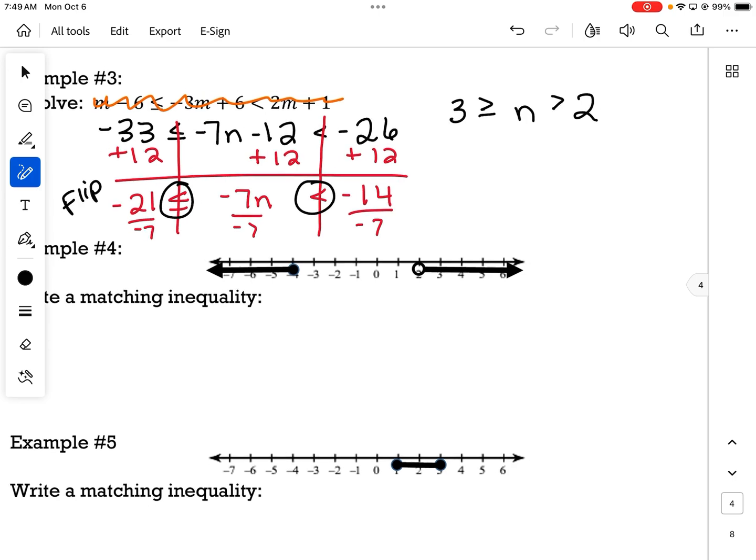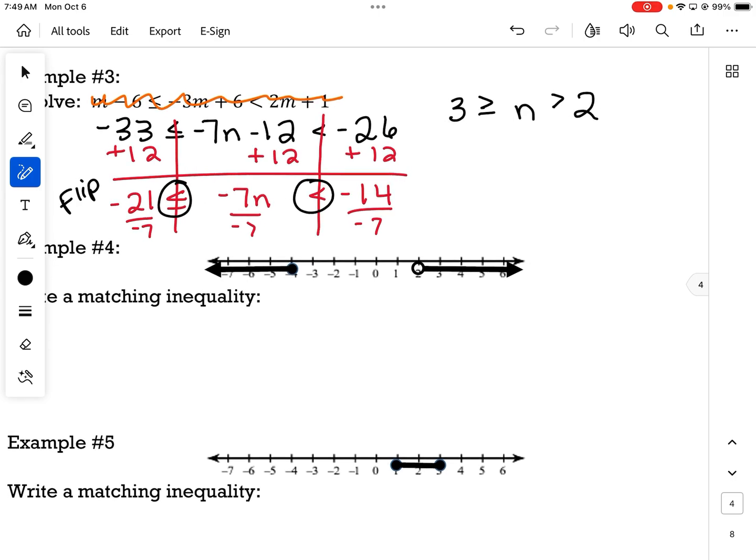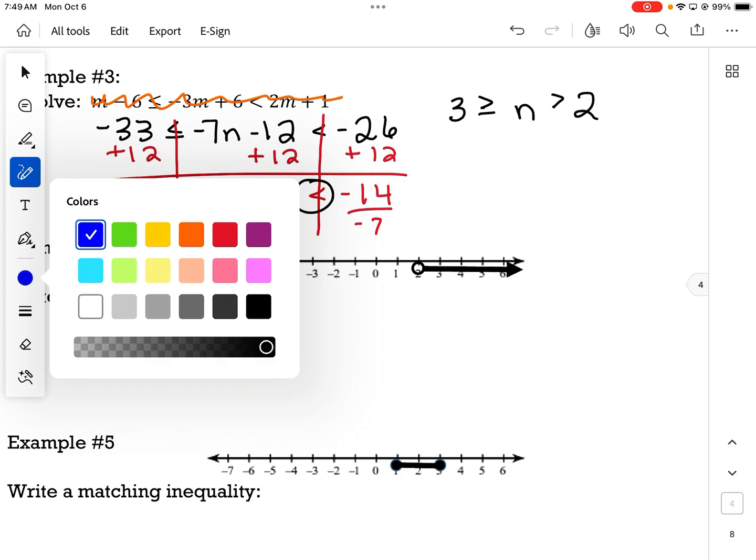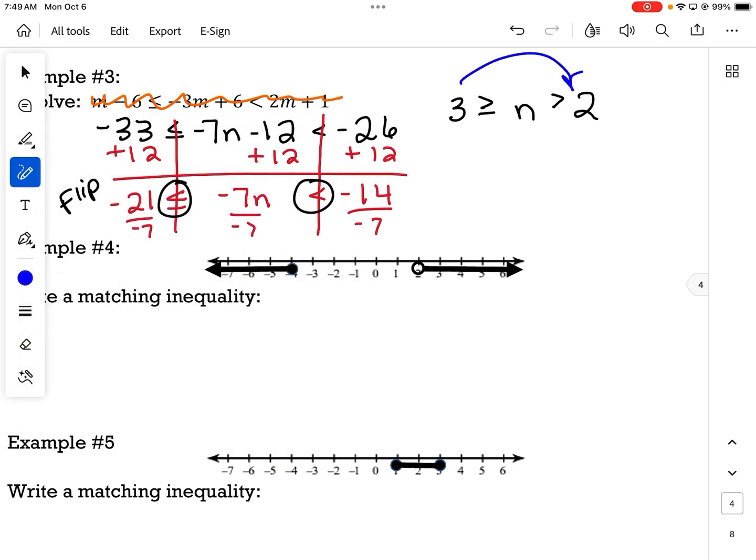So that's our inequality, but normally we like it to say less than. So what we can do is we can switch these and switch these. Do a little flip-flop. So 2 is going to go here. 3 is going to go here. n is going to stay. Then switch these.